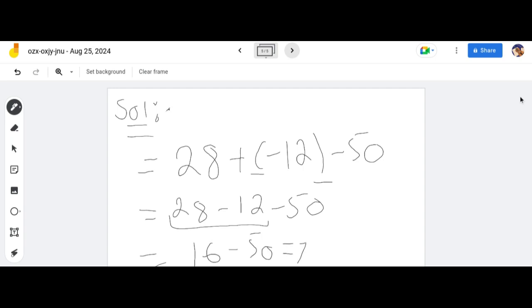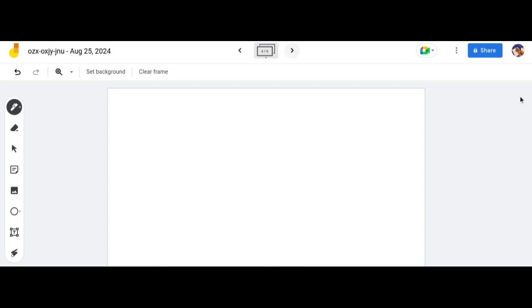Now I have to subtract 16 minus 50. Then I will move to the next page. 16 minus 50. Now tell me the answer, Aryan. 10 minus 6 is 4, and then 5 minus 1 is 4, 3, 34. And the answer will contain which sign, negative or positive? The negative. Very good.